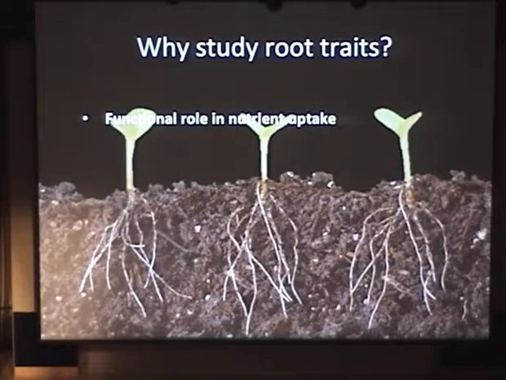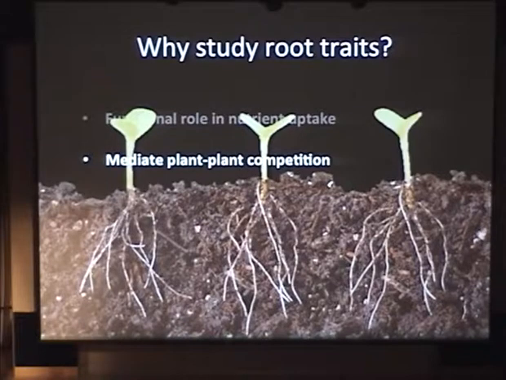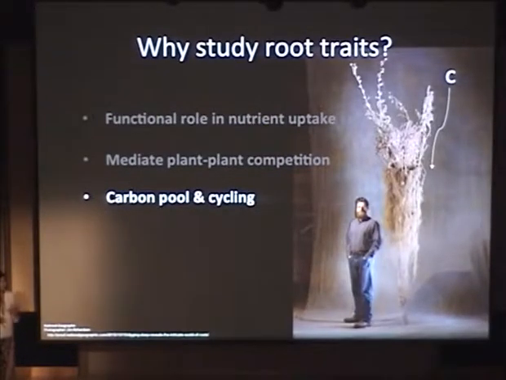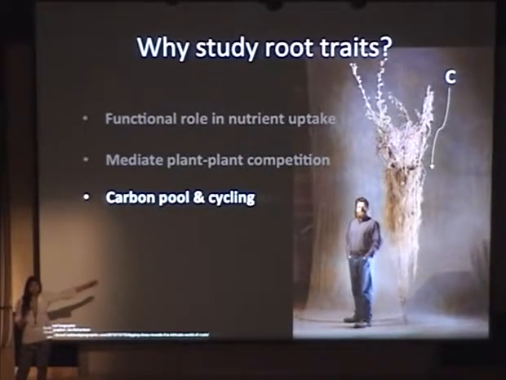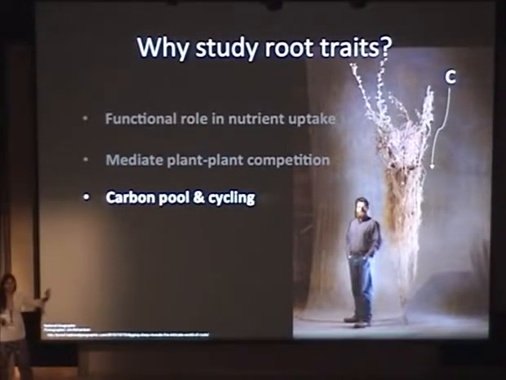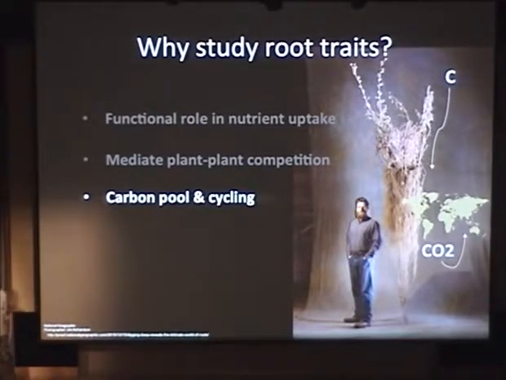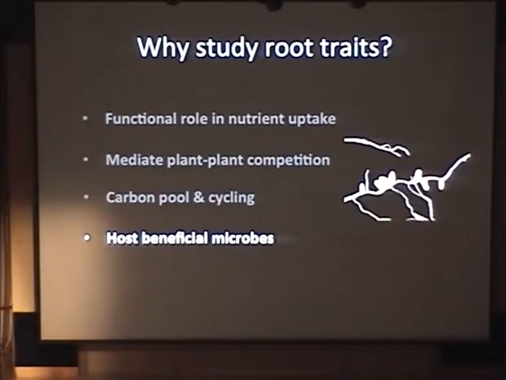Well, first of all, as I mentioned, their primary function is the uptake of resources from the soil. But they also mediate below ground competition, and that could be detrimental to plant fitness and ability to establish successfully within a plant community. Further, they're super important to the carbon pool and cycle. As you can see, for many plant species, most of their photosynthate is actually allocated in the below ground biomass. Furthermore, processes such as root respiration and exudation contribute to the terrestrial biosphere's largest carbon dioxide efflux into the atmosphere. They also host a myriad of beneficial microbes, and this is incredibly important to soil fertility.